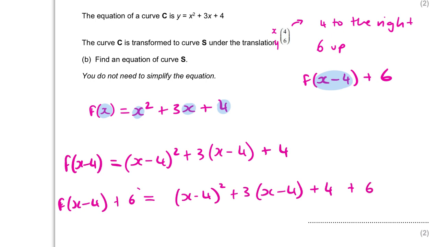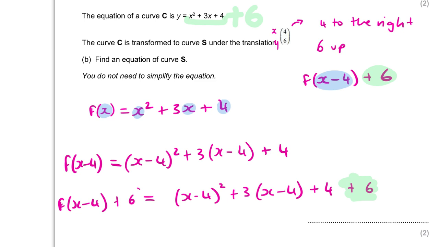Now it says you do not need to simplify the equation, so you can leave it like this. But that is the answer. Okay? Okay, watch this part again. Keep watching it until you understand it a bit more. What you have to remember is this. The plus 6 is outside the whole equation. This is the whole equation, so I need to add 6 on the end of it. This is where the add 6 comes from.